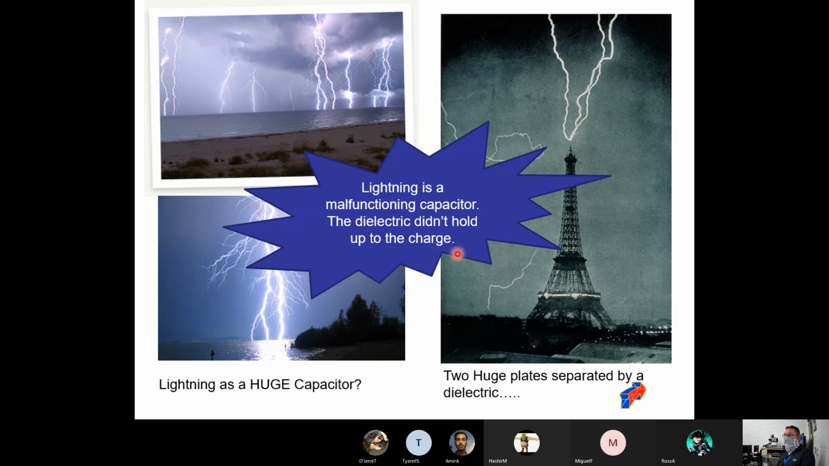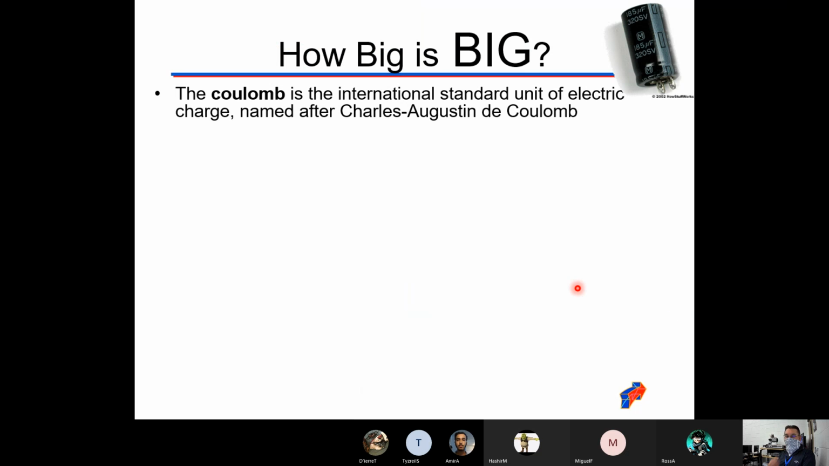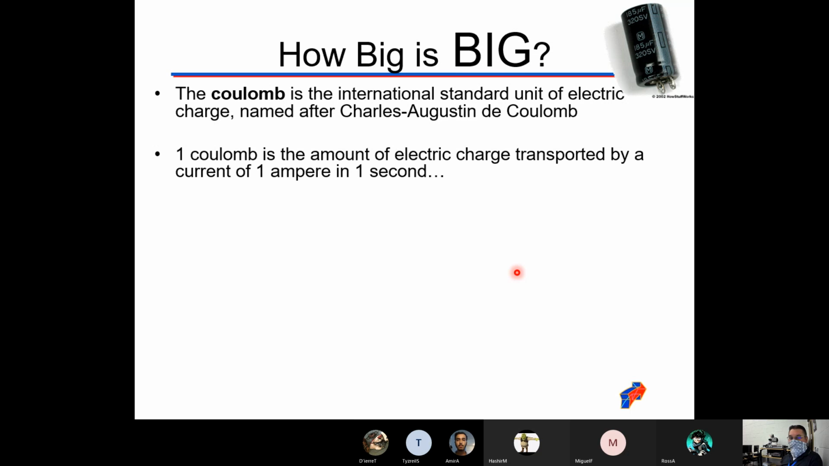The dielectric didn't hold up to the charge, so the charge got too large, and it shot across when we didn't want it to. So how big is big? We need the Coulomb. This is the standard of electric charge, named after Charles Augustin de Coulomb. I imagine that's French since it has "de", but I guess it could be Spanish. 1 Coulomb is the amount of electric charge transported by a current of 1 ampere in 1 second.